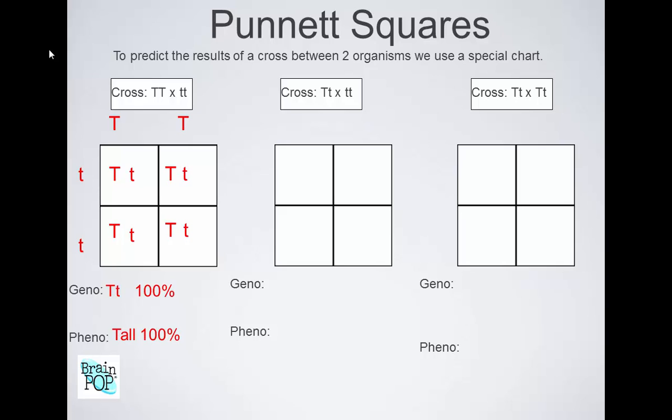But if he crossed a different type of tall plant with a short plant, then we get the second Punnett square. So in the second Punnett square, we have a hybrid tall plant crossed with a short plant.